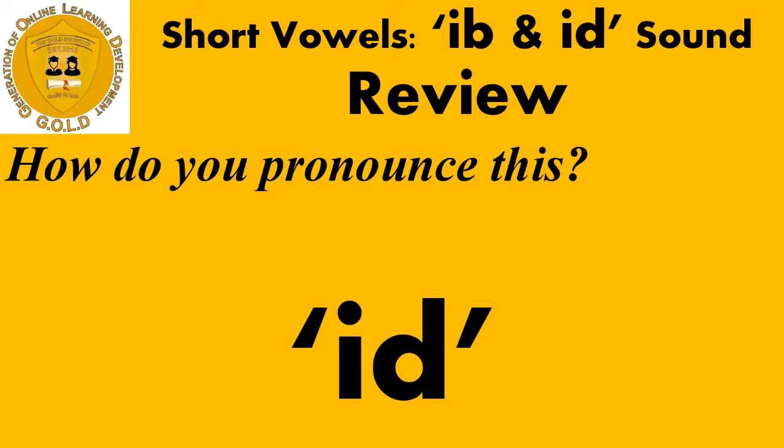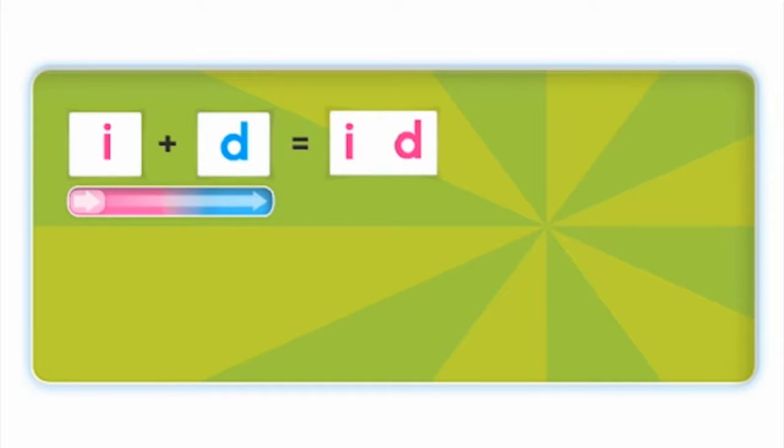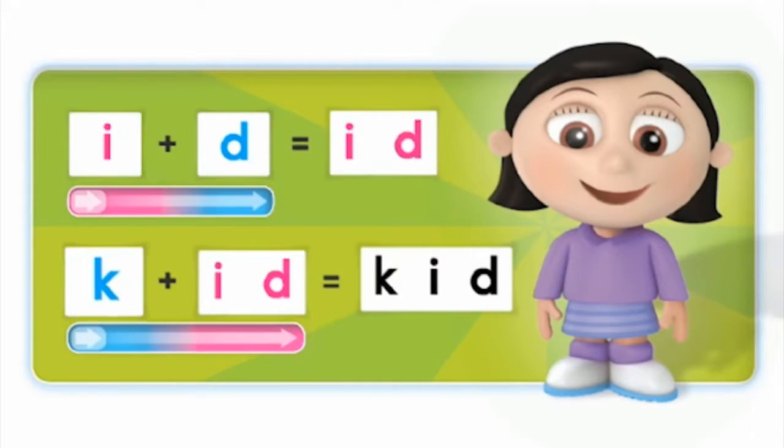How do you pronounce this? d, id, kid. id, kid.